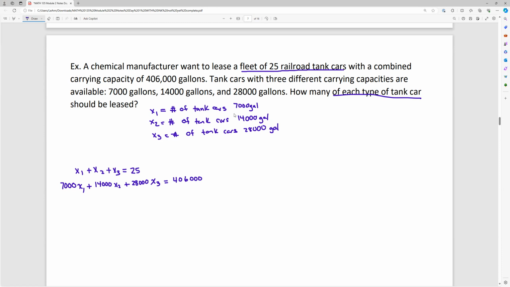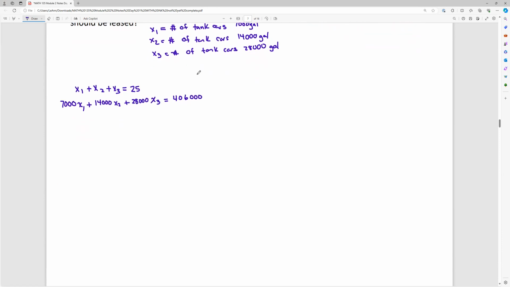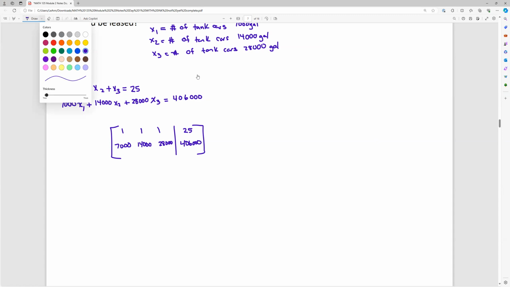They didn't give us any other connections between these types of cars. So we are just dealing with 2 equations, but 3 variables. So we're going to write out our augmented matrix. Notice that every coefficient on the top one is just 1, 1, 1, and then it equals 25. This is 7,000, 14,000, 28,000, and 406,000.